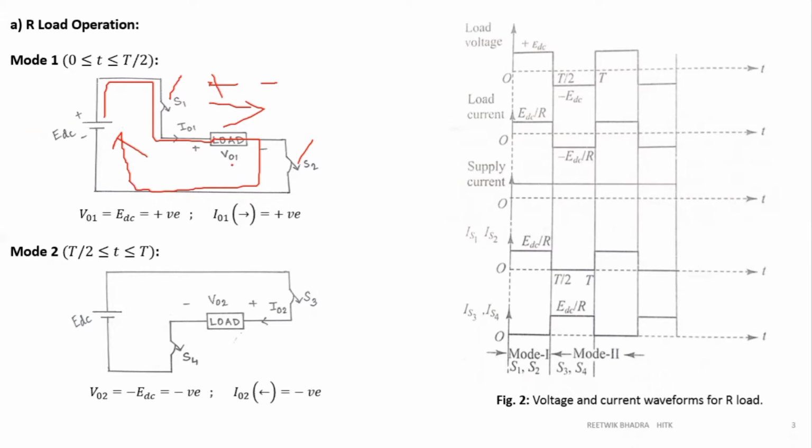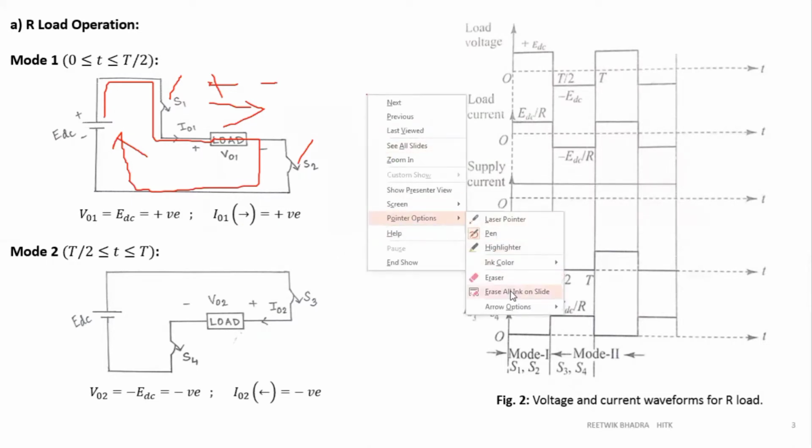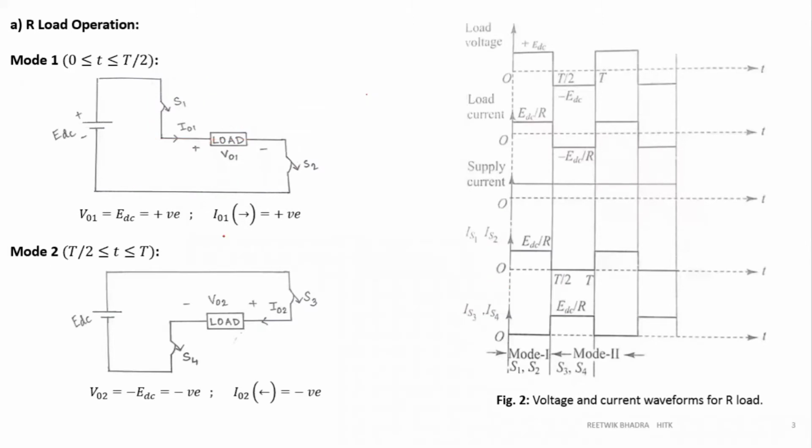So if we apply KVL, you will get V01 is equal to EDC, and I01 direction is this direction, which is the same as I0, just now we had seen in the main diagram. So I01 is also positive. So I01 is positive, voltage is also positive.